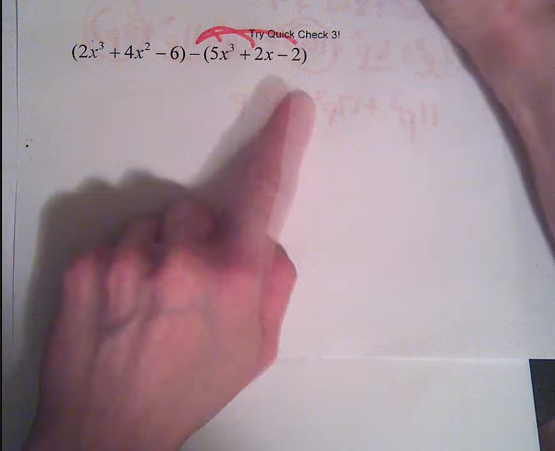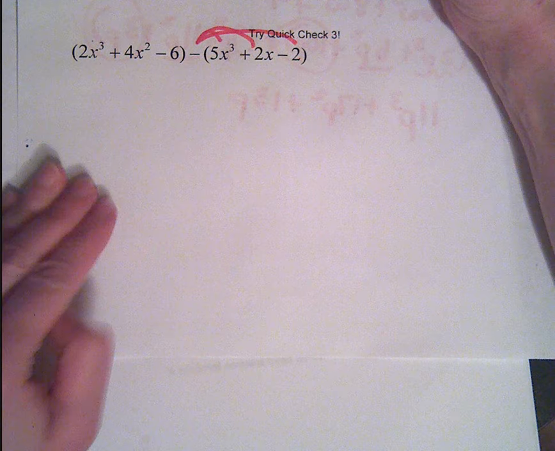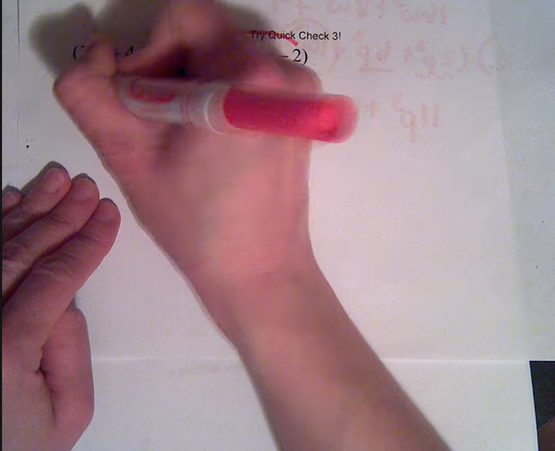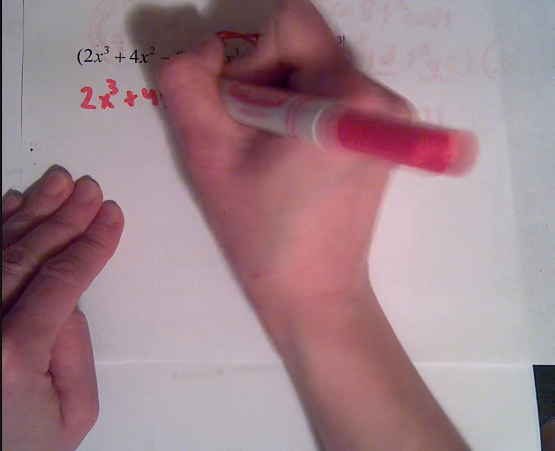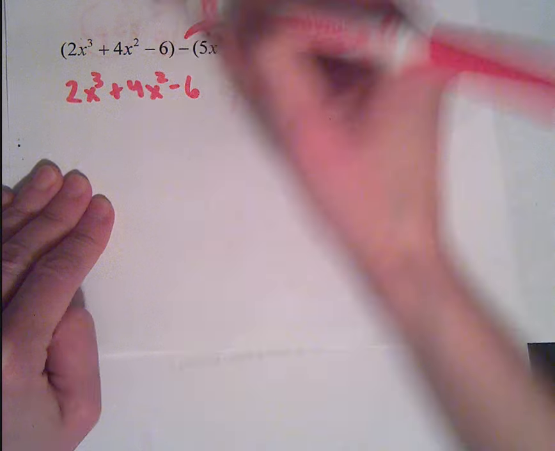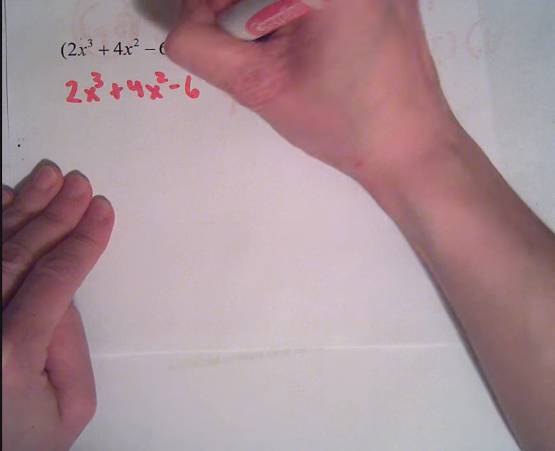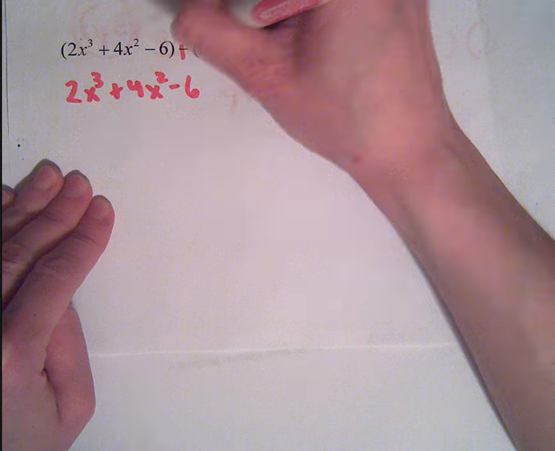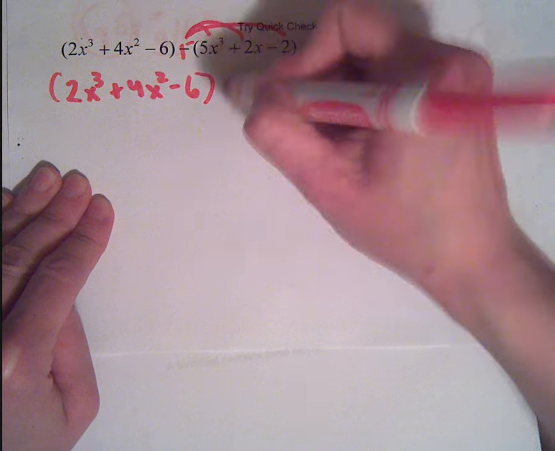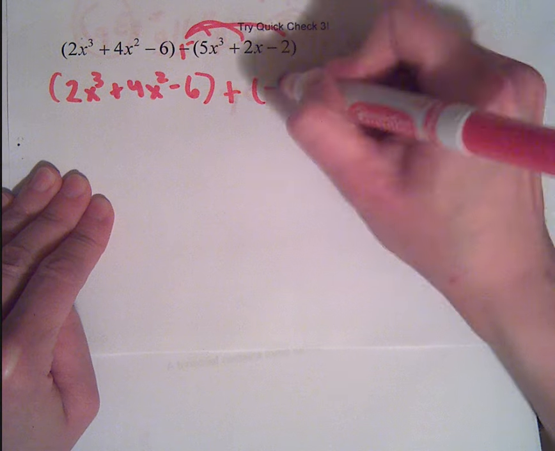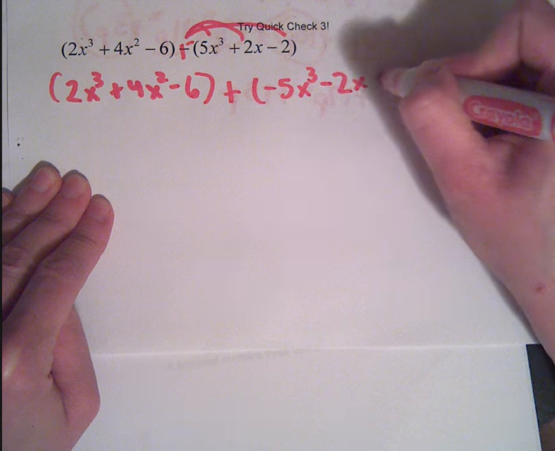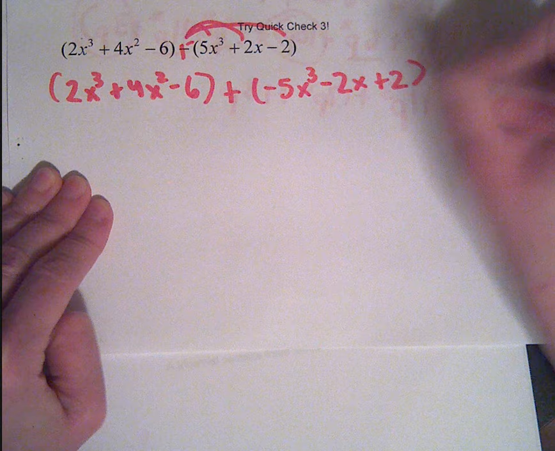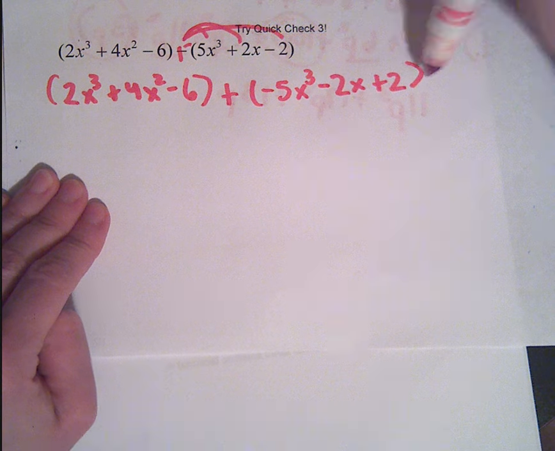So that subtraction goes to everything, so you want to distribute that subtraction sign. I'm going to rewrite this as 2x to the third plus 4x squared minus 6. And I'm going to actually rewrite this as an addition problem. So I'm going to make this plus a negative and distribute that negative. So now I have plus negative 5x to the third minus 2x plus 2. Why did it become plus 2? Because a negative and a negative makes a positive.